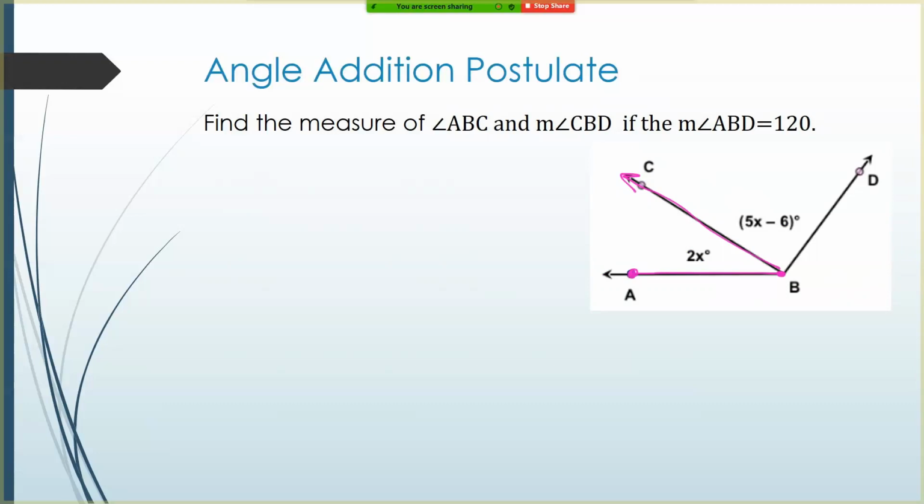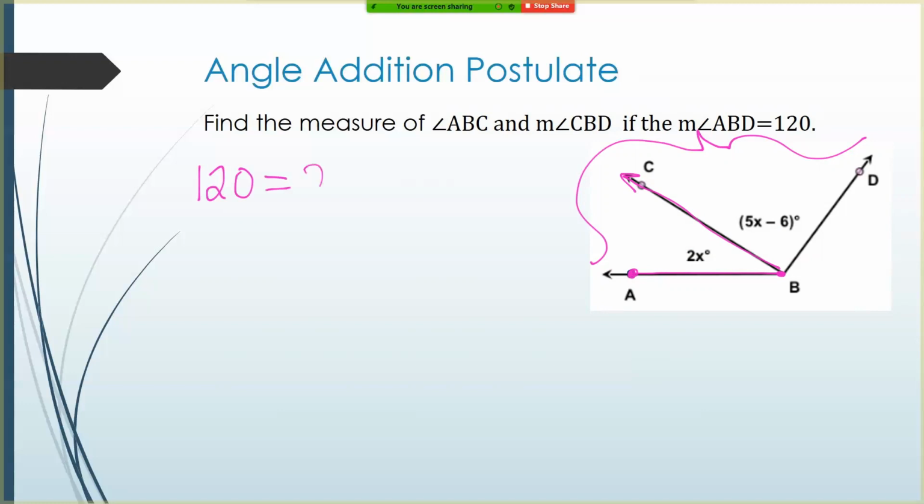But then they tell me the measure of angle ABD. So I want you to look at your paper and decide what angle ABD is, a little one or a big one. It's the big one. If I follow A to B to D, that's the entire angle. So this entire angle is ABD. If the entire angle equals 120, I have to add these little two angles together to equal 120.